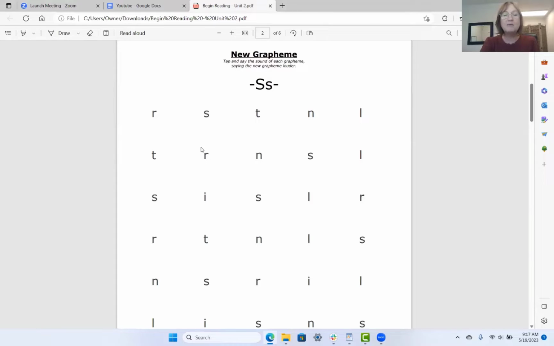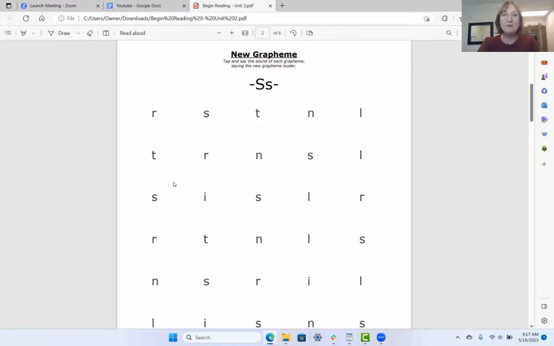Okay, let's get started. Last time we worked on the graphemes R, T, N, I, and L, and we learned that those sounds were R, T, N, I, and L. Just as a refresher, a grapheme is a letter or a set of letters that makes one sound. A phoneme is a sound represented by a letter or a set of letters, which is a grapheme.